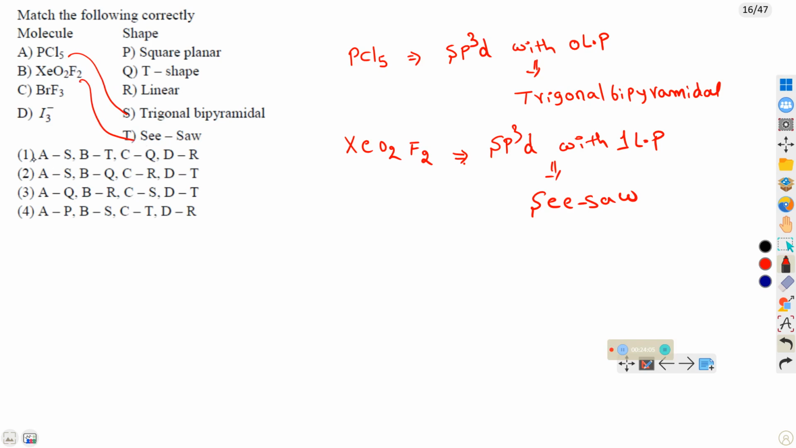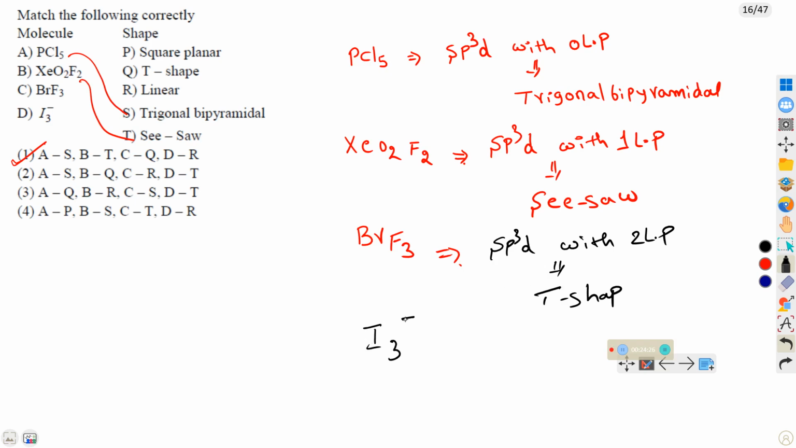A–S, B–T. One option, first option. Remaining also you can check. BrF3 molecule is sp3d hybridization with 2 lone pairs. Geometry T-shape. Finally, I3 minus: sp3d hybridization with 3 lone pairs. Geometry is linear.